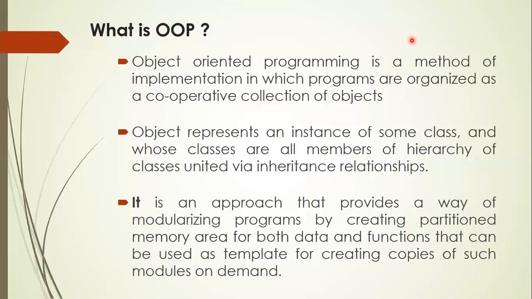Every object represents an instance of some class. That means every object is a member of a particular class. For example, consider a class called BCA. BCA is a class which is derived from the upper class called courses. Course is a general class from which we form a new class called BCA. From that we can form other classes like second-year BCA, third-year BCA, etc. So the classes are all members of a hierarchy of classes which are united via inheritance relationship. The concept of inheritance I'm going to explain in a subsequent slide.